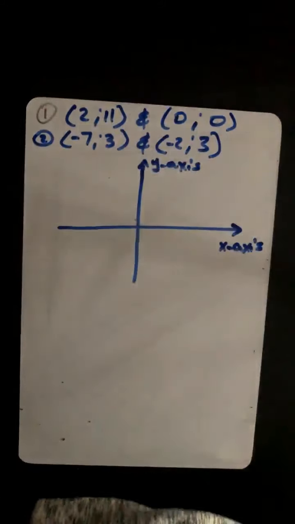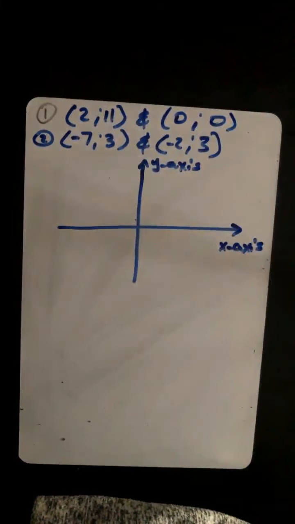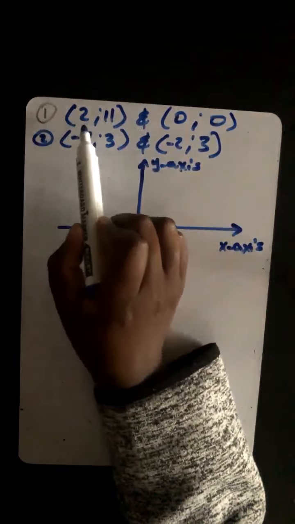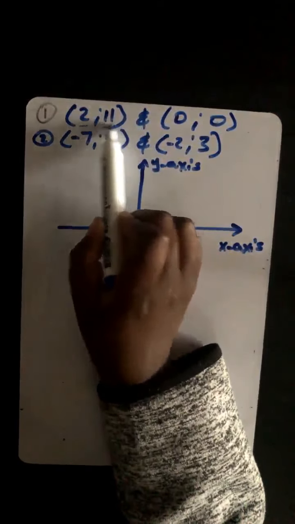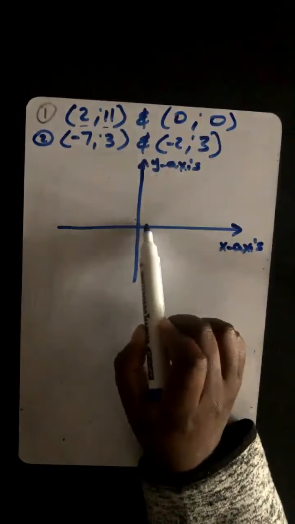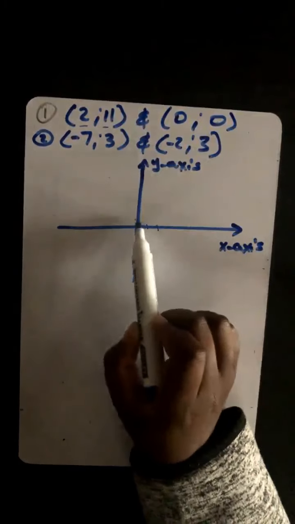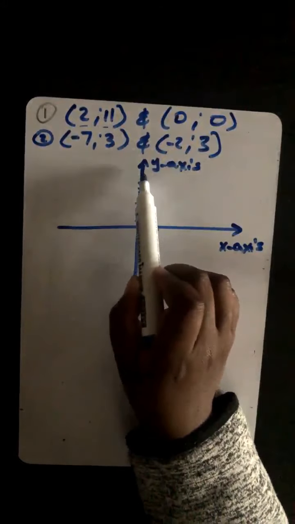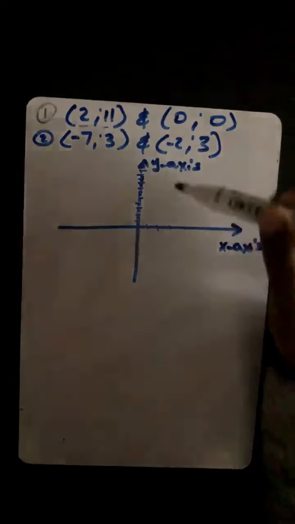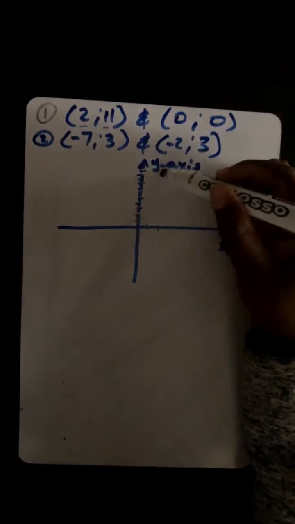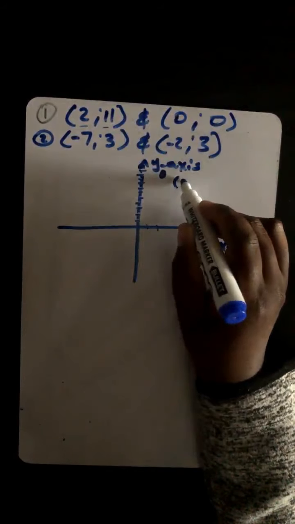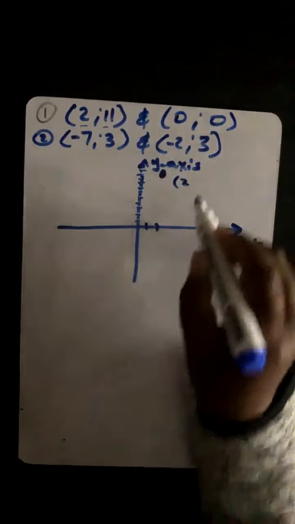So let's now make those points. We need to find a point where x is 2 and y is 11. So you can just say we've got 1, 2, and then 1, 2, 3, 4, 5, 6, 7, 8, 9, 10, 11. So this is that point over there, where the x value is 2 and the y value is 11.